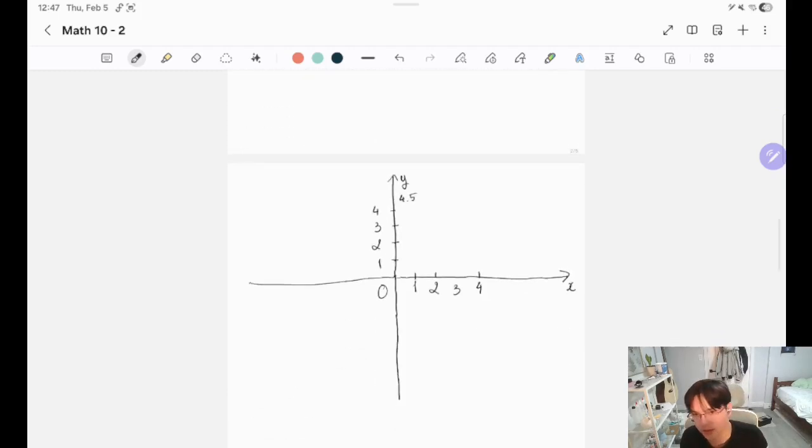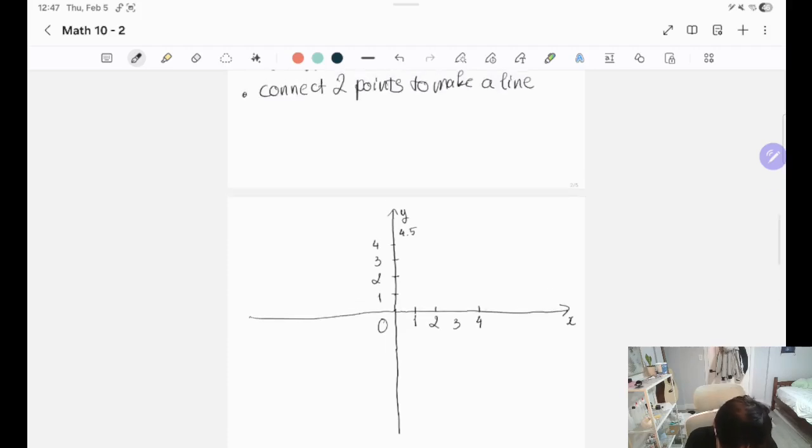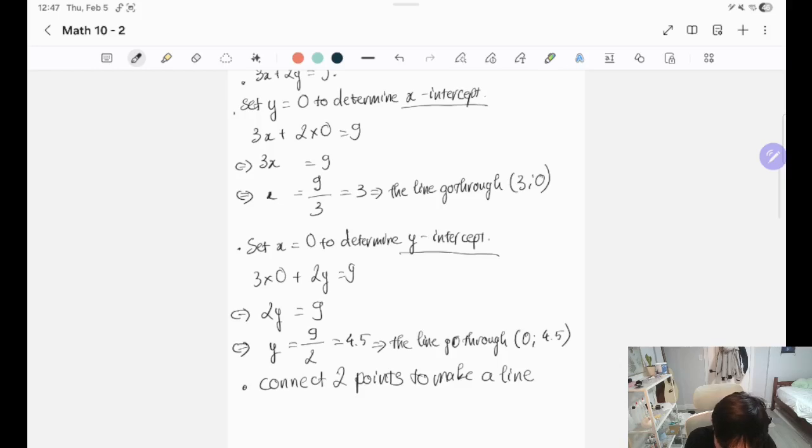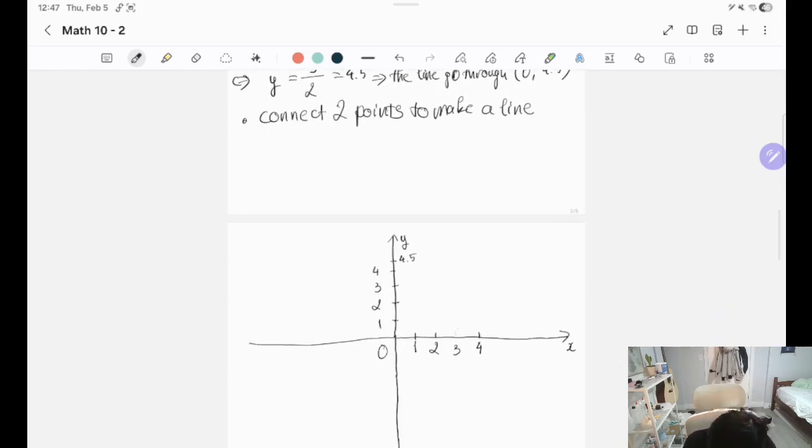So here I have a coordinate plane. The first point is (3, 0), which is the x-intercept, and this point (0, 4.5) is the y-intercept. Therefore we just need to connect these two points together to make a line, right? So this is the line that we need to graph.